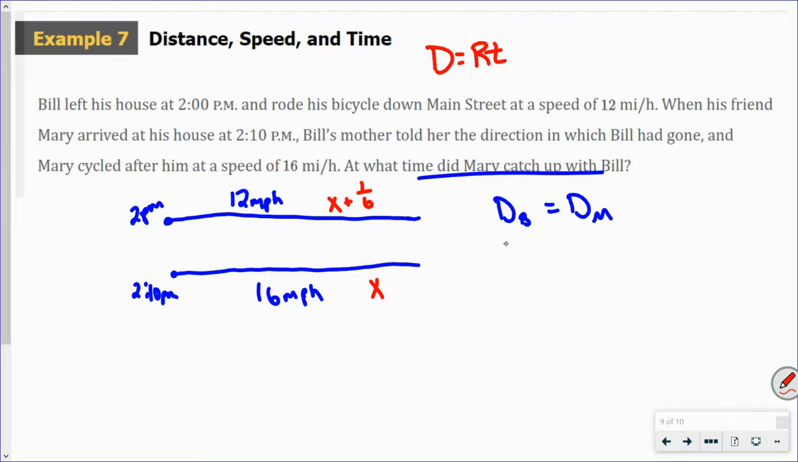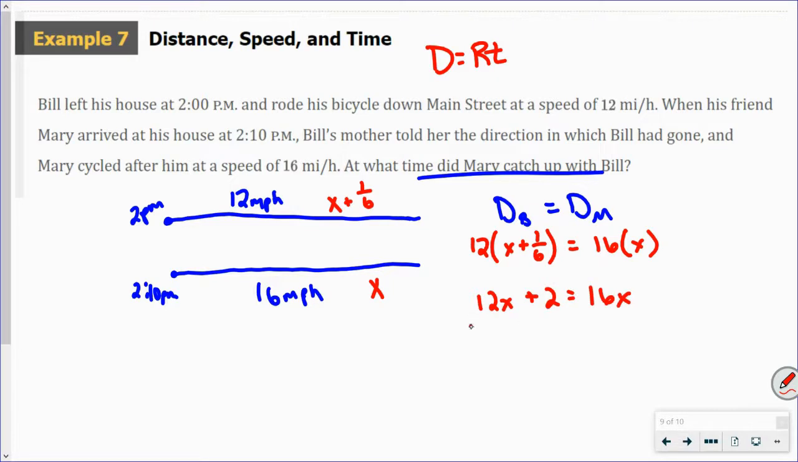So then we're going to plug those into the equation over here. So distance equals rate times time. So Bill's rate is 12 times his time, which was x plus a sixth. Mary's rate was 16. Her time was x. We can distribute, combine like terms and solve for x. So I'll distribute this 12. So 12x, 12 divided by 6 is 2.